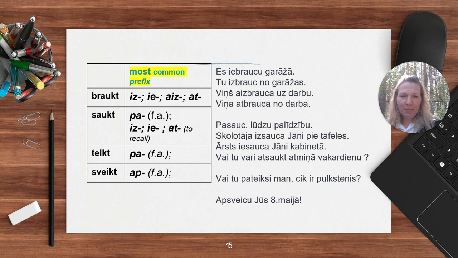Apsveicu jūs 8. maijā. So it's an old sentence because today it was a webinar on 8th, yeah? What today is? 19th already. So I congratulate you, or I greet you in the 19th of May. Apsveicu jūs 19. maijā.